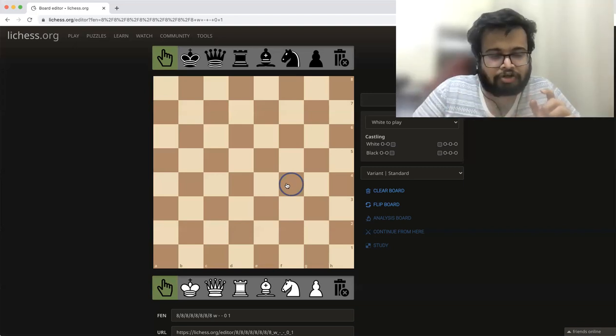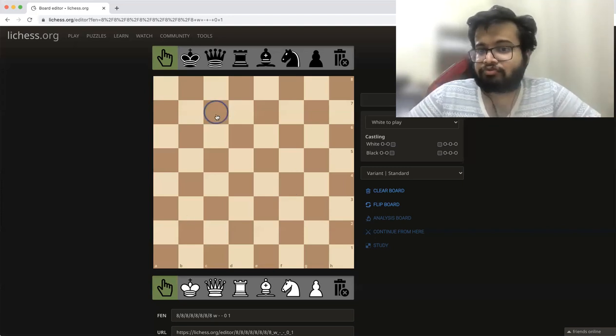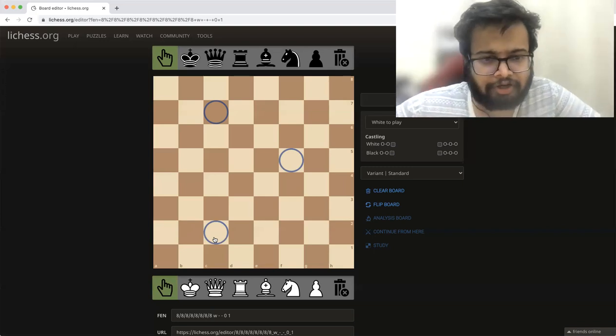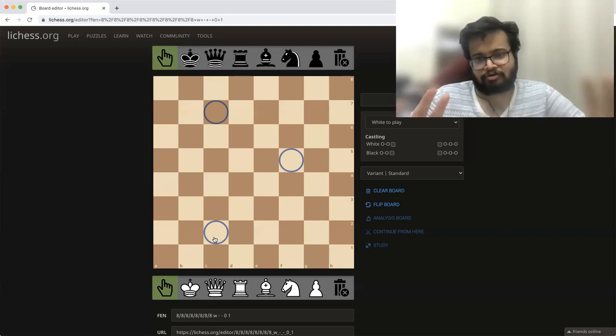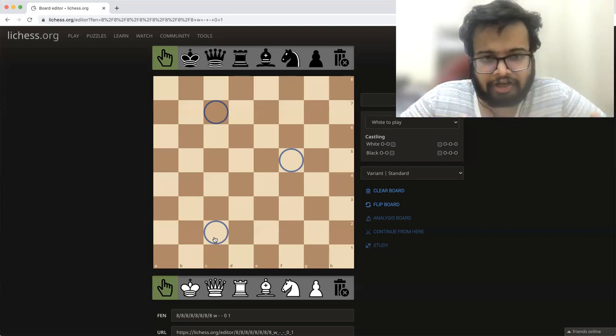As homework, in the comment section, tell me the name of this square, the name of this square, and the name of this square. I have explained each and everything in detail, and I know you can easily solve it.